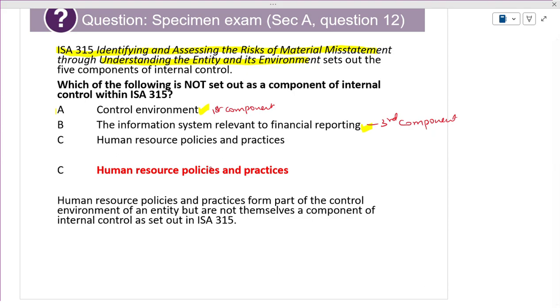Human resource policies or practices form part of control, okay, because you have to make the staff aware. The awareness of the staff is also very important. If the staff is not aware and does not know about the internal control, there is no purpose in having internal control. But they are not themselves a component of internal control. Internal controls are there, but the human resource policies and practices are an inbuilt component of the internal control environment.